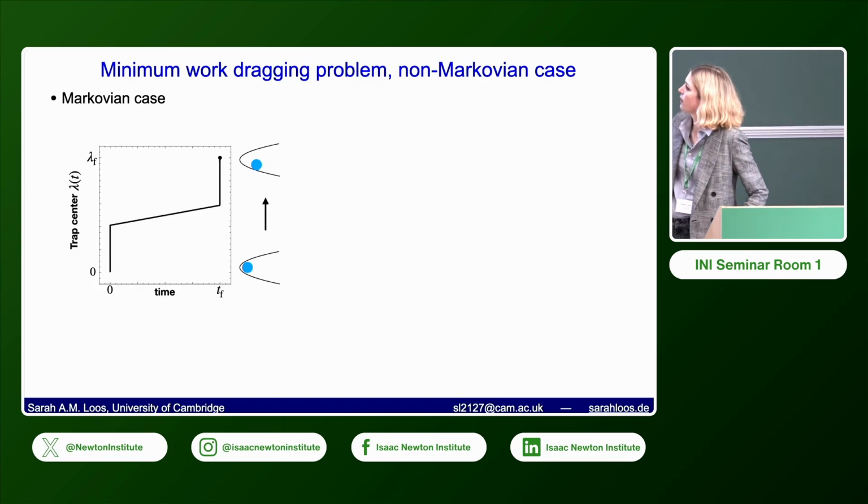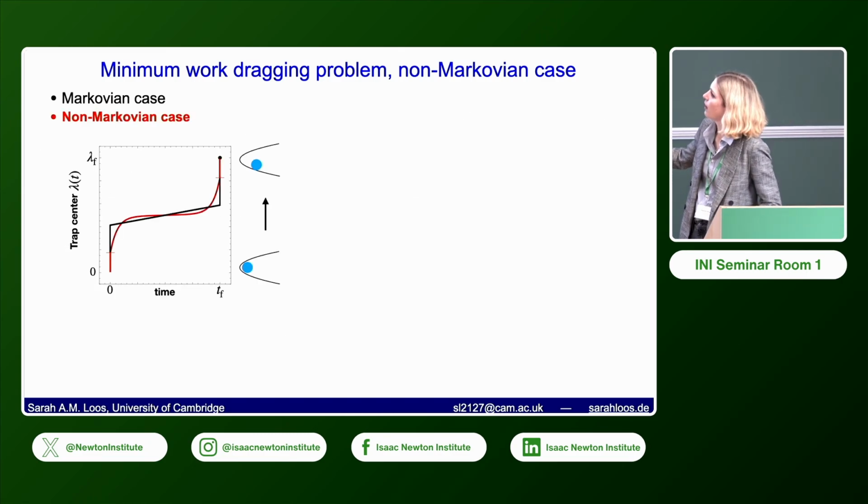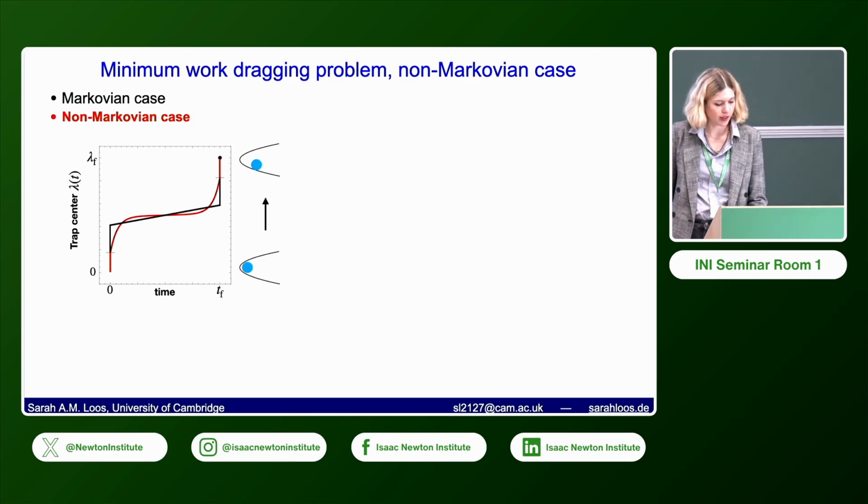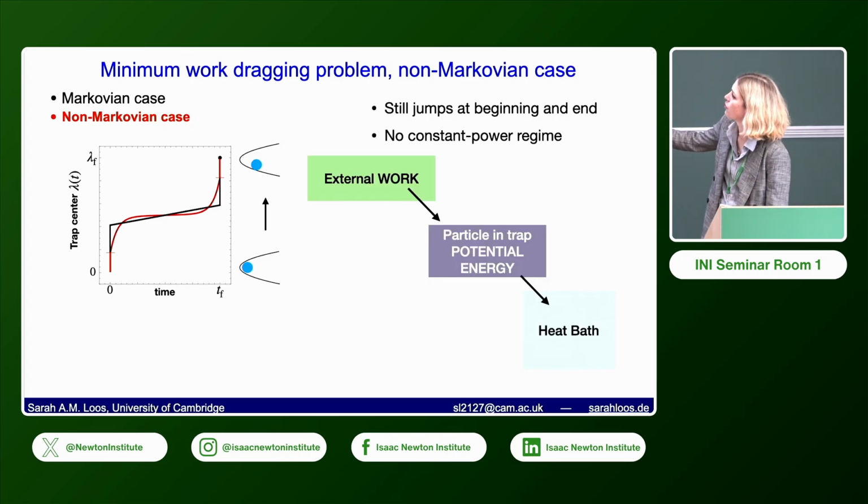So this was the Markovian case, so you have jump, linear, jump. And now if we introduce the environment with memory, what we find is that this is the new shape of the protocol. So you get this non-linear curve throughout, and you still have jumps at the beginning and end.